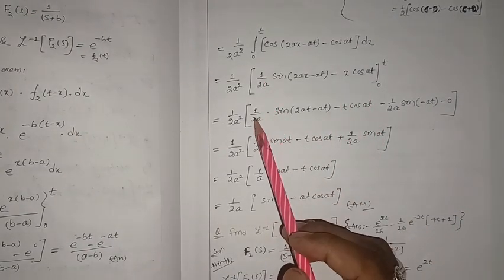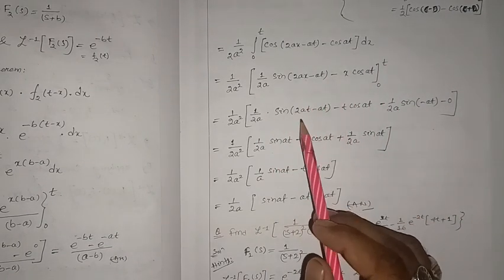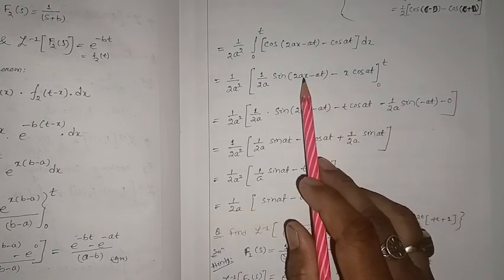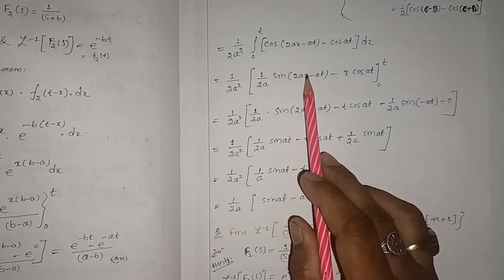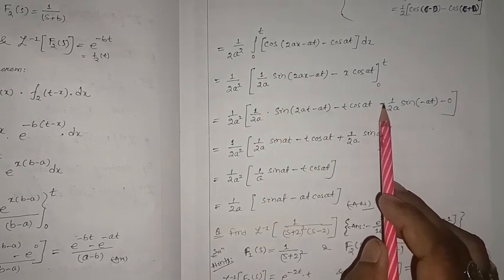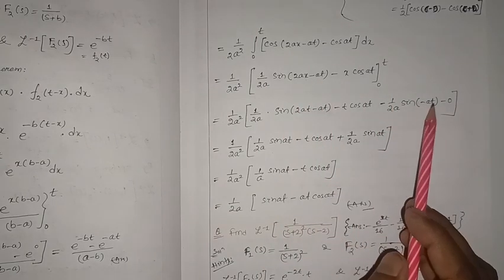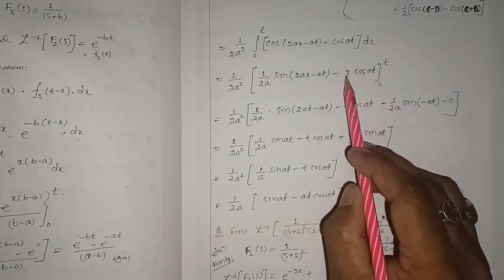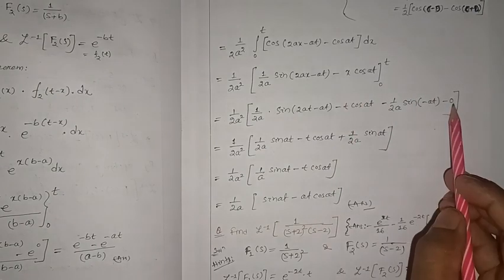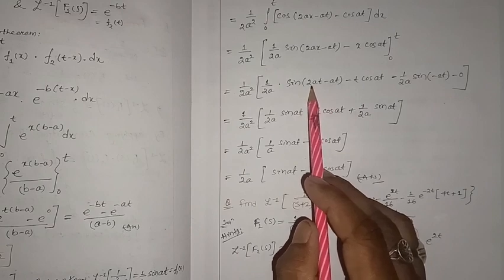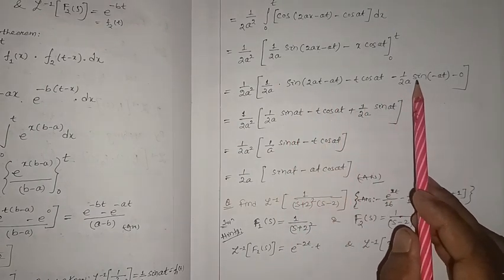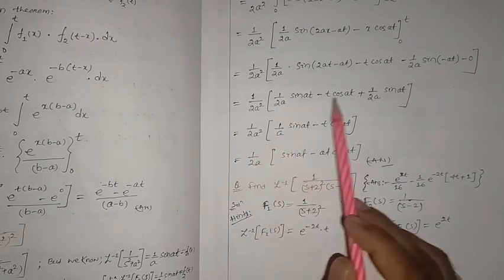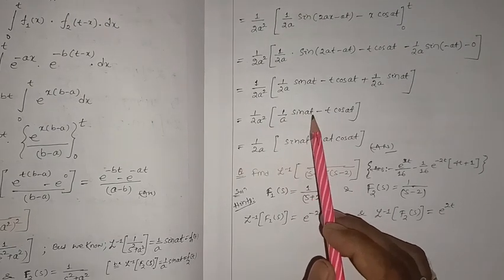So here 1 by 2a is there, into t substituted over here, sin(2at minus at), minus t cos at, then minus 0 we have to put. If I put 0, this will be sin(2a times 0 minus at), so sin(minus at). So minus 1 by 2a sin(minus at) minus, whenever we put 0 into cos at, 0 will be multiplied, so it will be 0. So 1 by 2a, this will be sin(2at minus at), sin at, minus t cos at. Here sin is an odd function, so this will be minus of sin at, so plus 1 by 2a sin at. So 1 by 2a times 2 sin at, so obviously we can write 1 by 2a cubed into sin at minus at cos at.